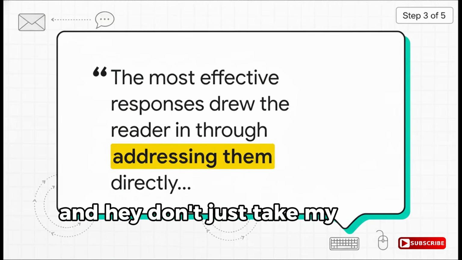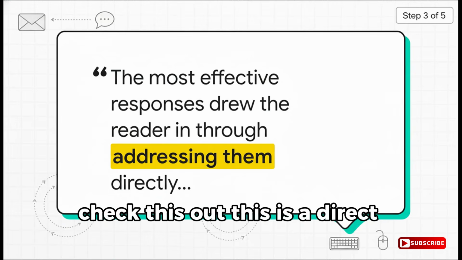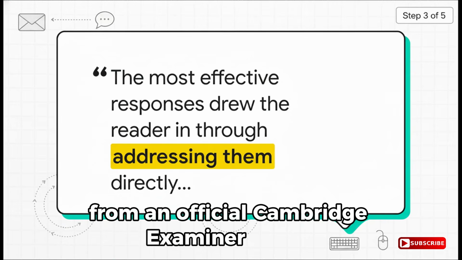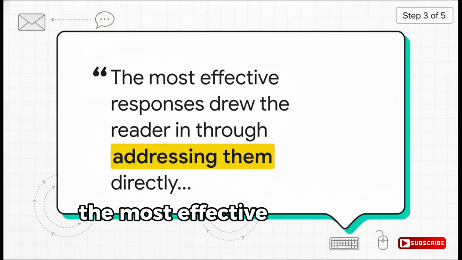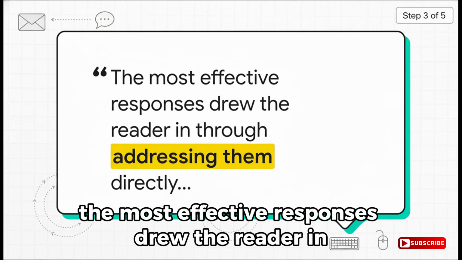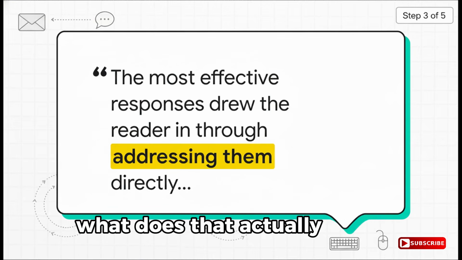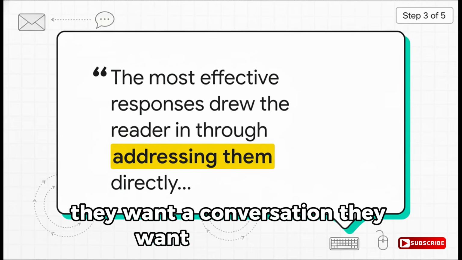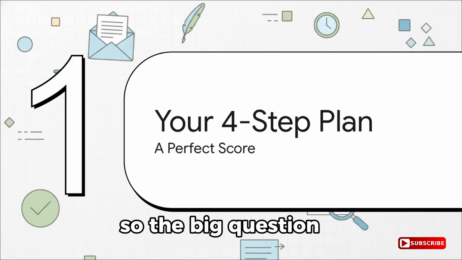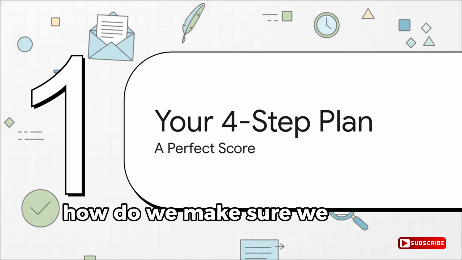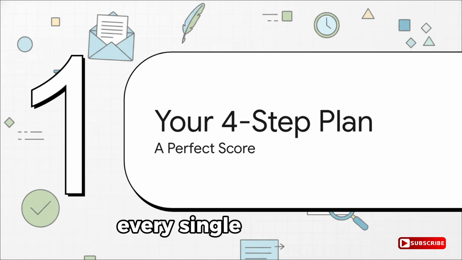And hey, don't just take my word for it. Check this out. This is a direct quote from an official Cambridge Examiner report. The most effective responses drew the reader in. They want you to use an informal interactional style. What does that actually mean? They want a conversation. They want it to feel real. So the big question is, how do we make sure we hit all those marks every single time?